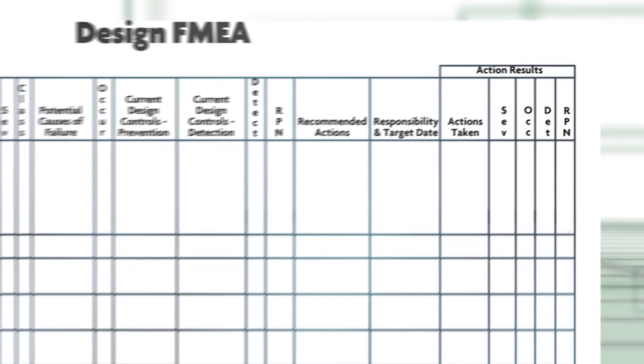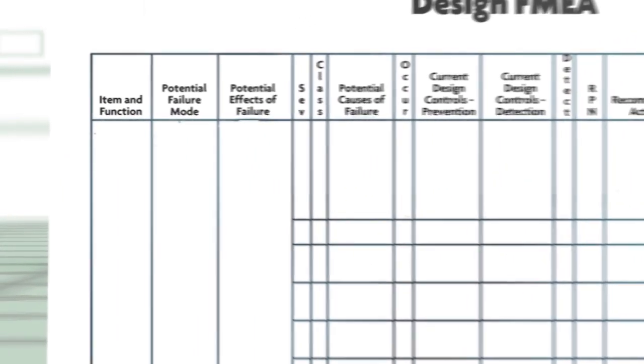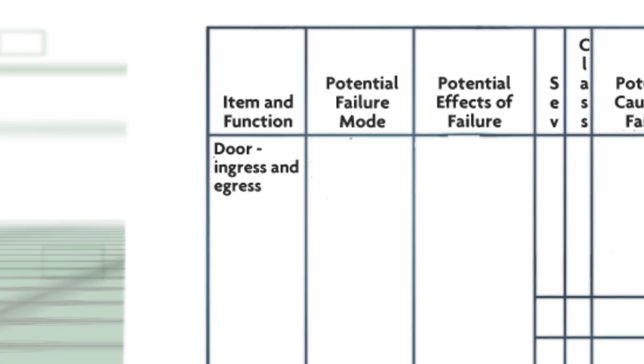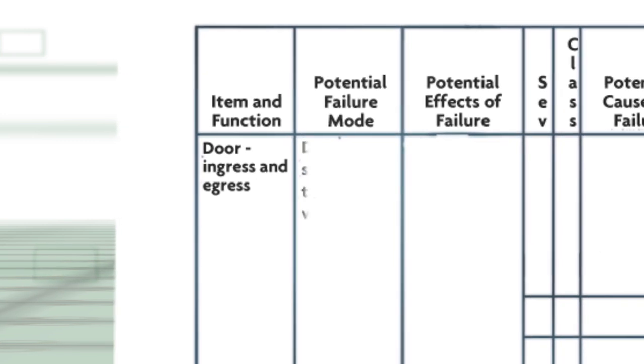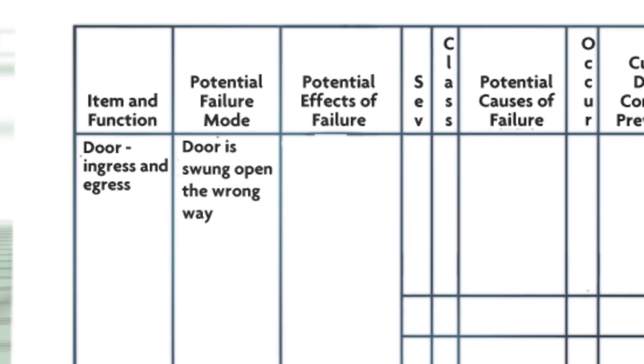Now that you have the general idea of what an FMEA is and how an FMEA will look, let's look at one of our previous examples with regard to the doors. So the item or the function is the door. What is the function? Ingress and egress. The failure mode? The door is swung open the wrong way.